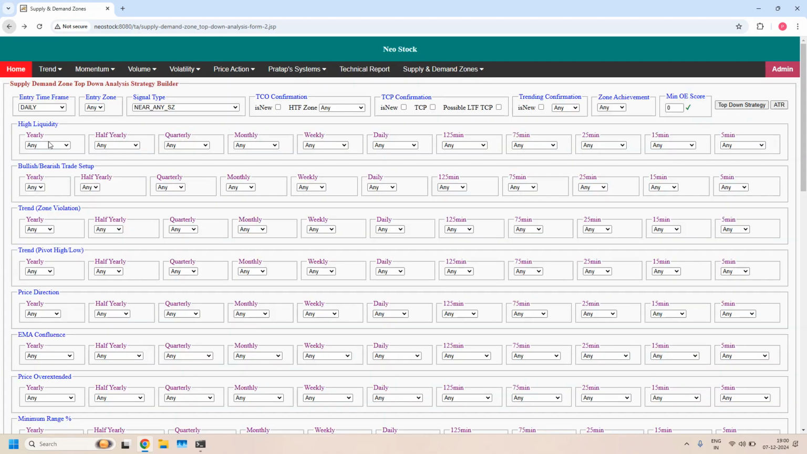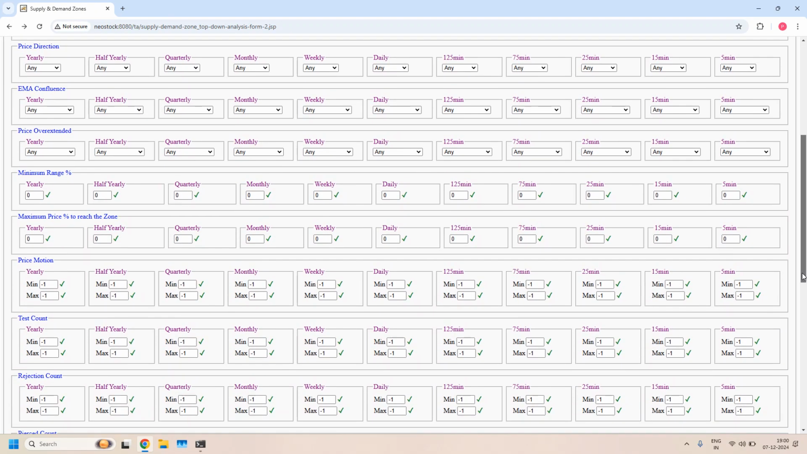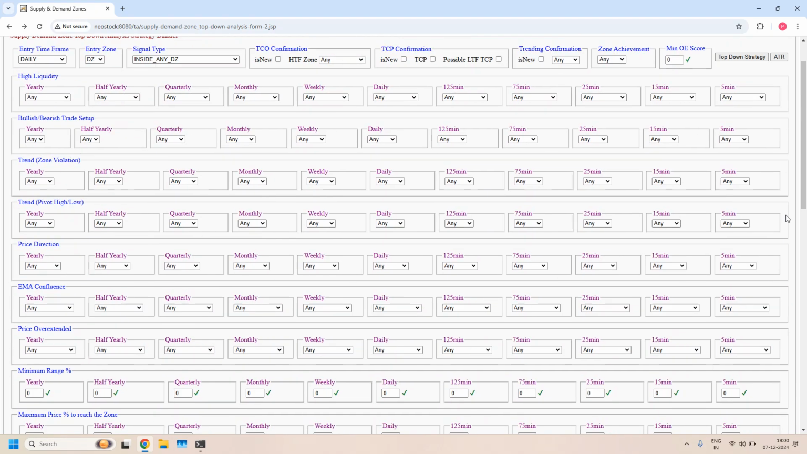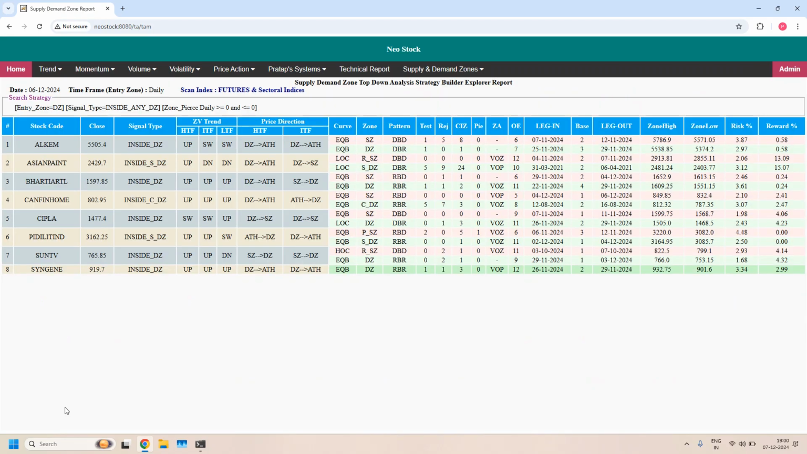Okay, next, daily time frame. Price closed inside the daily demand zone, and this daily demand zone should not be pierced. So in the pierced count, daily time frame, minimum value 0, maximum value 0. Let's filter. We got 8 stocks. In these 8 daily demand zones, currently prices are closed. Okay, out of these 8, how many are having high priority? Not high priority, high probability.